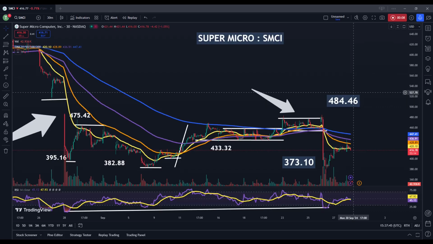We have the current stock market update for Super Micro Computer Incorporated, stock ticker SMCI.